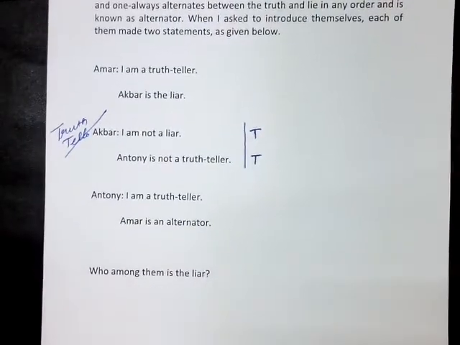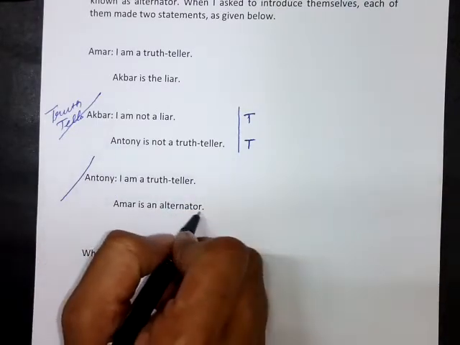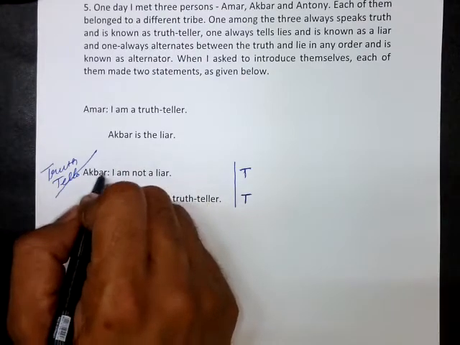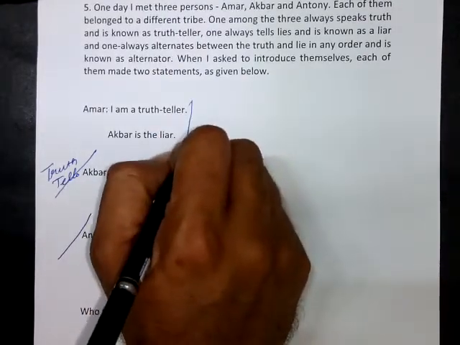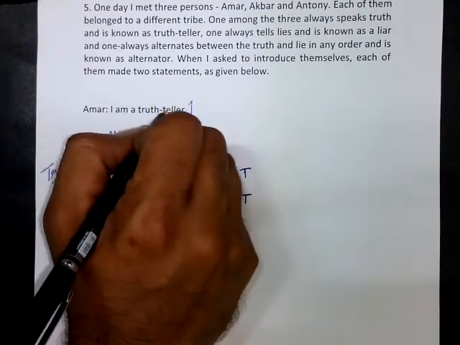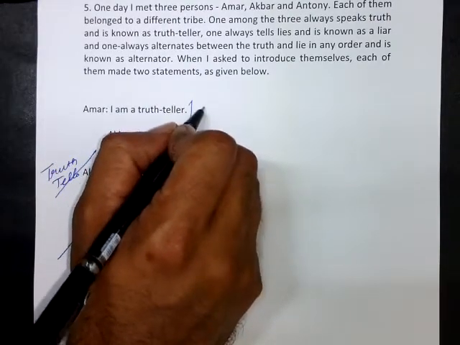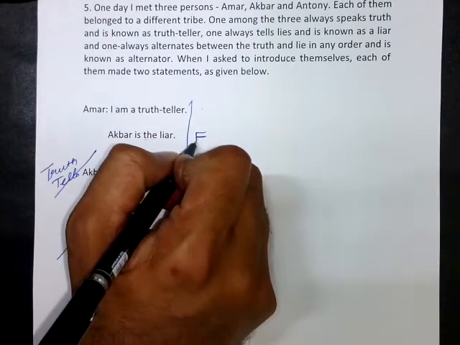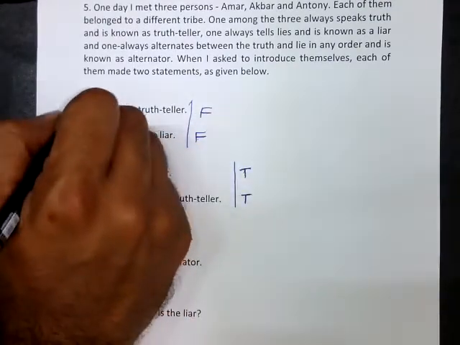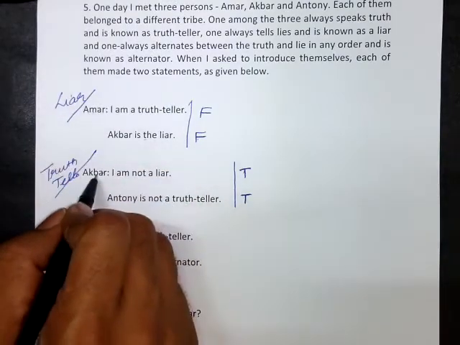Let us see whether there is any other logical inconsistency coming. Antony is telling that I am a truth teller and Amar is an alternator. Amar is telling that I am a truth teller and Akbar is a liar. Here, Akbar is assumed to be a truth teller, so "Akbar is a liar" is false. Since that is false, "I am a truth teller" cannot be true. If it became true, then Amar would be a truth teller. Since this statement is false, Amar saying "I am a truth teller" has to be false. So Amar becomes a liar, and Akbar is a truth teller.